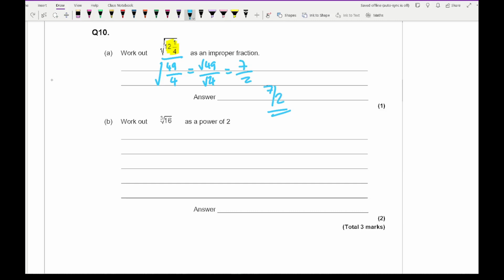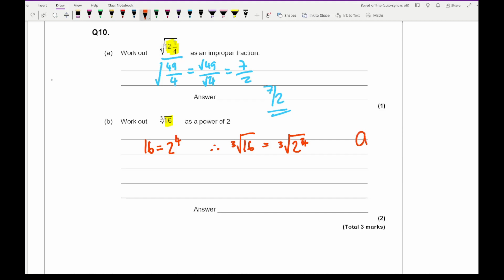Then for question B, it says work out the cube root of 16 as a power of 2. So what you want to do here is look at the base numbers and convert that as a power of 2. So 16 is 2 to the power of 4. So then what this becomes is the cube root of 16 equals the cube root of 2 to the power of 4, and that should be a 4, not a 3, otherwise they would have both cancelled each other out.